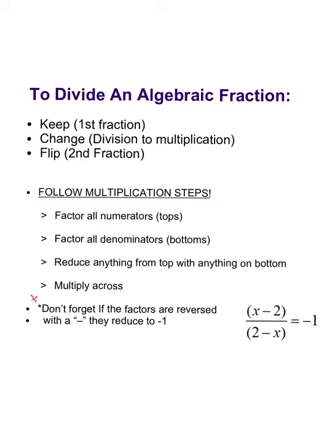Once again, don't forget if the factors are reversed with a negative, they reduce to -1. And here's our example. If I have an x minus 2 over a 2 minus x, it reduces to -1, and technically it's -1 over 1.